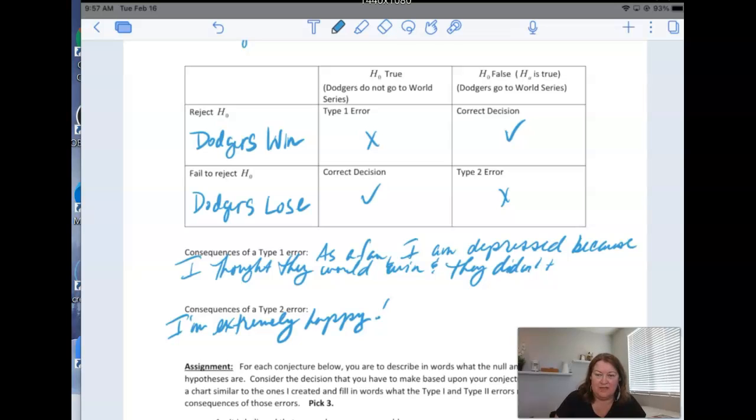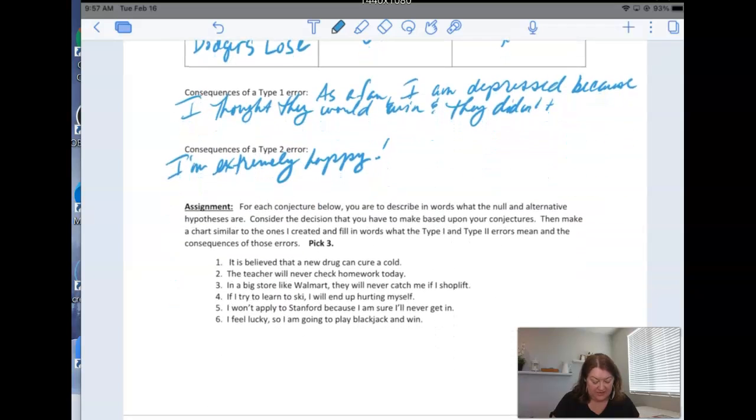Probably the first one, because in that one I had all my hopes up they're going to win and they actually lose. Okay, so your assignment is to pick any 3 from these 6 and to create a form just like I did with the consequences, and then tell me which one is worse and why. Okay. Pick 3 of those and then turn them in. That's it.